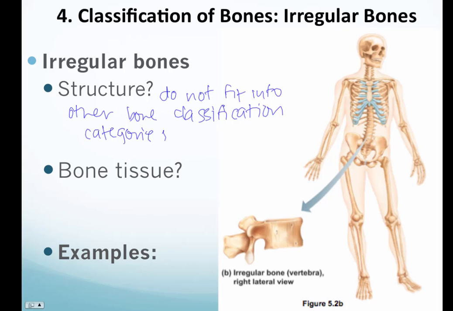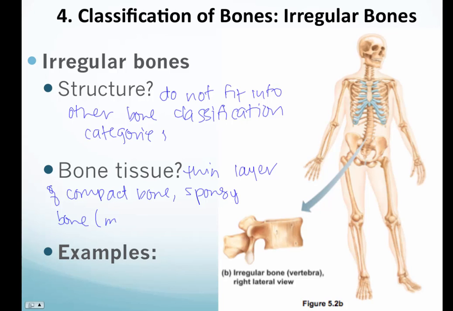These are also composed of a thin layer of compact bone, but the majority of it is going to be spongy. Now examples we have our vertebral column, of course, so each of these vertebrae. And we have our hip bone, which we call our pelvis bone.